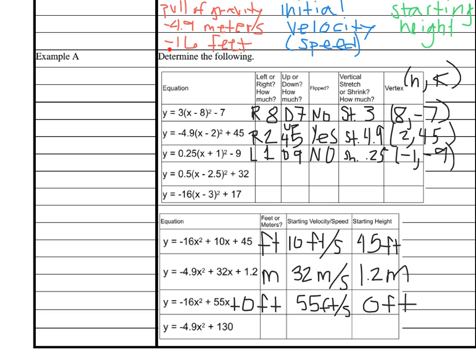Feet or meters, we look for what we're given. We have negative 4.9, which tells us meters. Then for the initial velocity or speed, we're looking for the one that just has an x, which if we look at this one here, we have x squared and we have no x. We don't have that 0x there, so I can actually rewrite that equation over here. So negative 4.9x squared plus 0x plus 130 tells us the initial velocity was 0 meters per second. And then starting height is at the end. There's no x by it at all, so that'd be 130 meters.